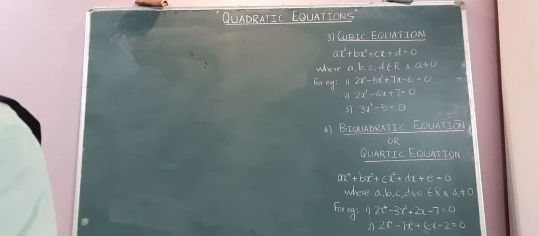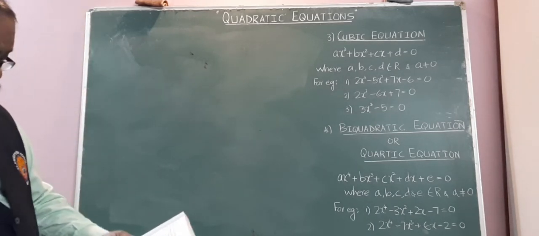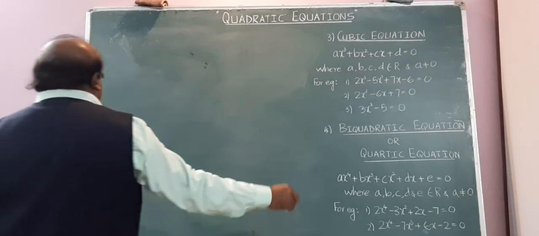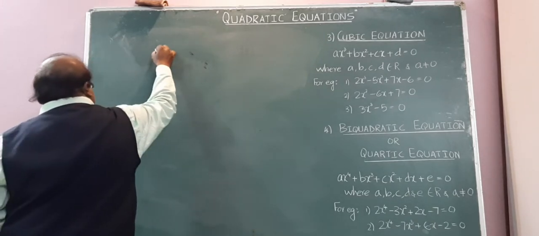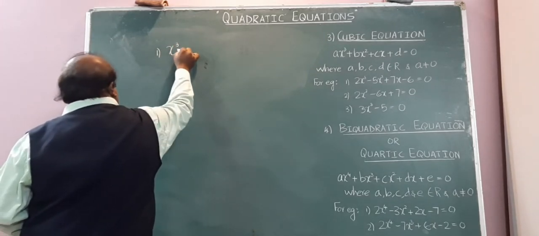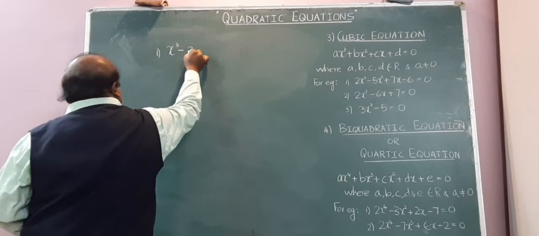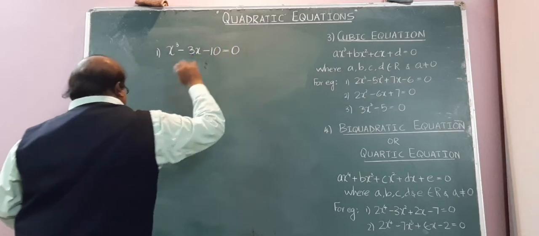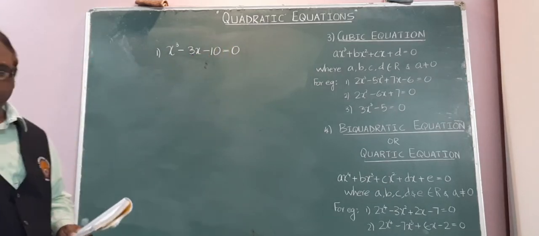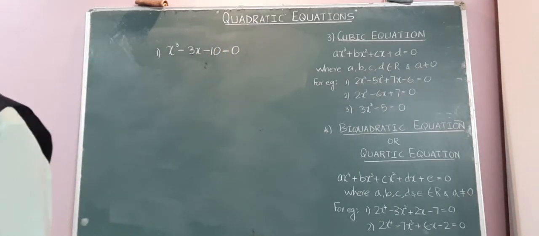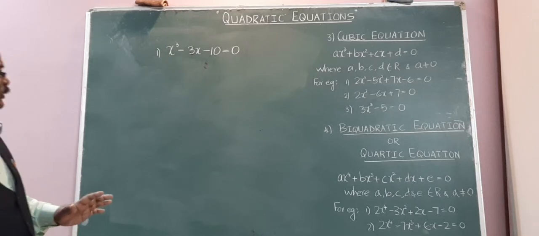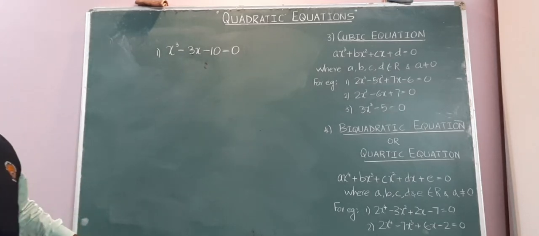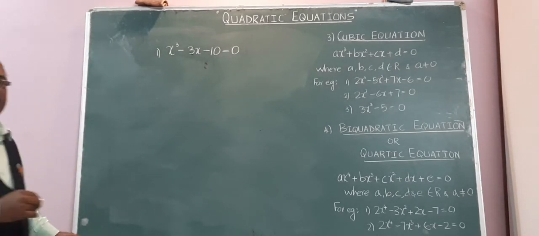The first sum, Exercise 10.2, the first sum: x squared minus 3x minus 10 is equal to 0. The first sum that I am solving, x squared minus 3x minus 10 is equal to 0. You have learned to factorize.